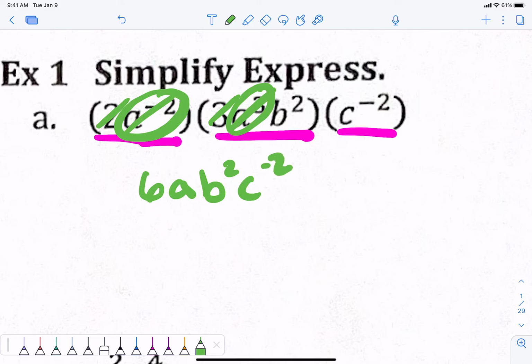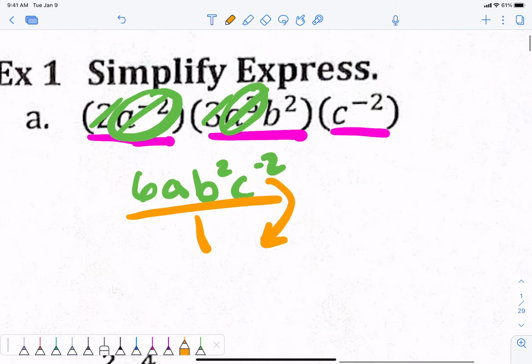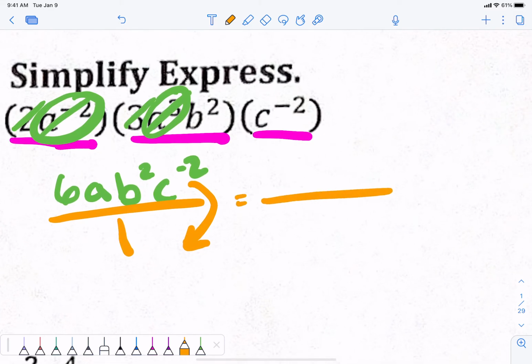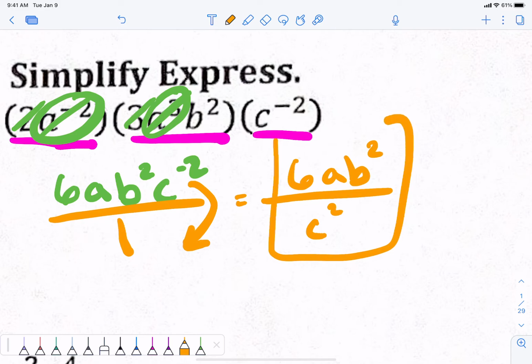Now, before we move on and say that we're done, we don't like negative exponents, okay? What is this thing as a fraction? How do I make it into a fraction? 6ab squared. We're going to put it over 1, and now I want to fix that C to the negative 2, so I just bump it to the bottom. It goes like this, right? Everything else stays on the top, 6ab squared, but over C to the positive 2. Does that make sense? Okay? We fix any negative exponents to make it better.